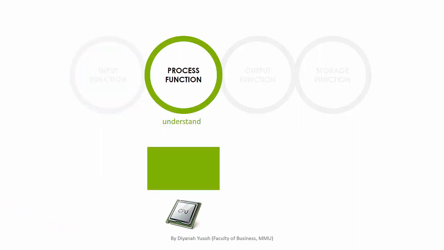Next is the process function, where there is a CPU, a central processing unit. This is also what we call a processor. This processor helps the computer understand the data or the instruction that we have keyed in or gathered in the input function previously. So in the process function, the keyword that is easy for you to understand is "understand". I guess it's the best keyword for you to get the idea of what the process function is.